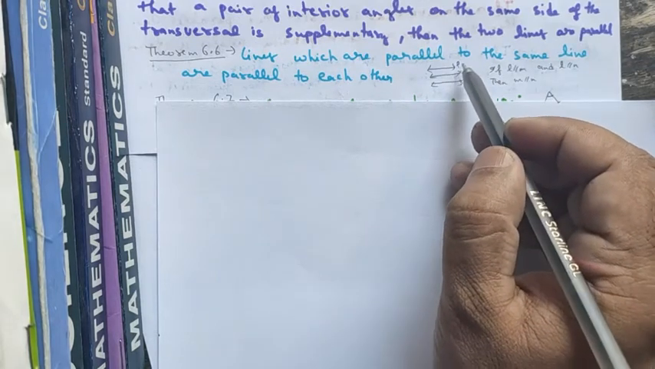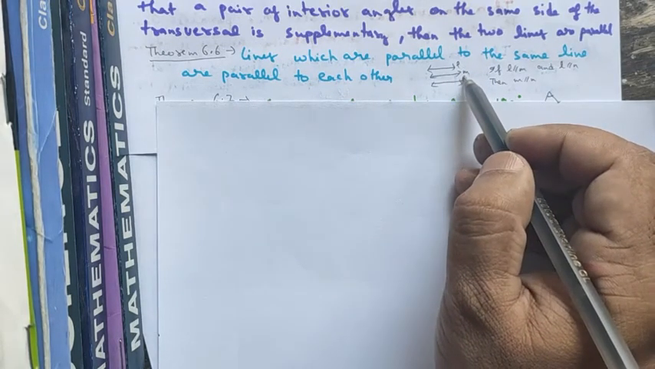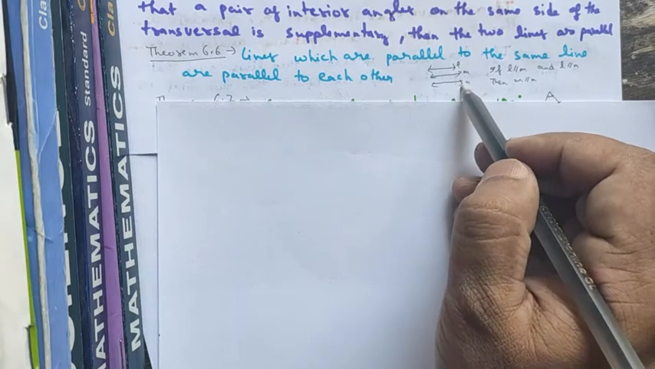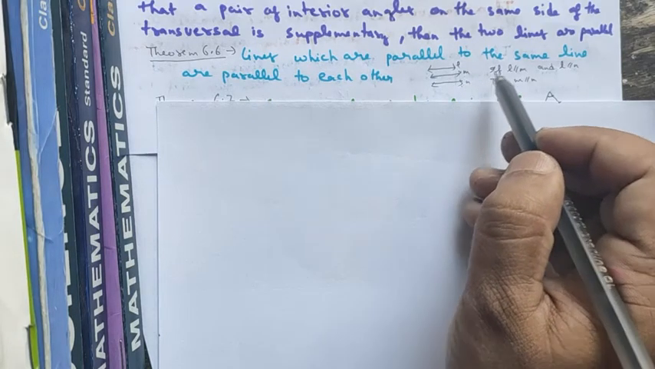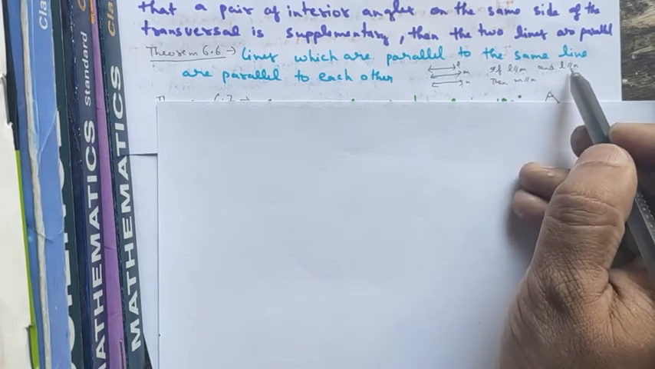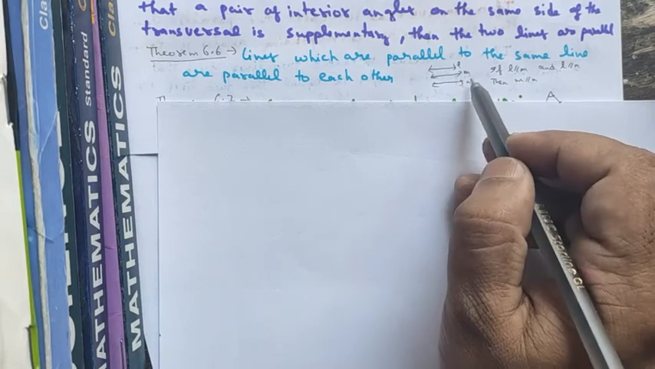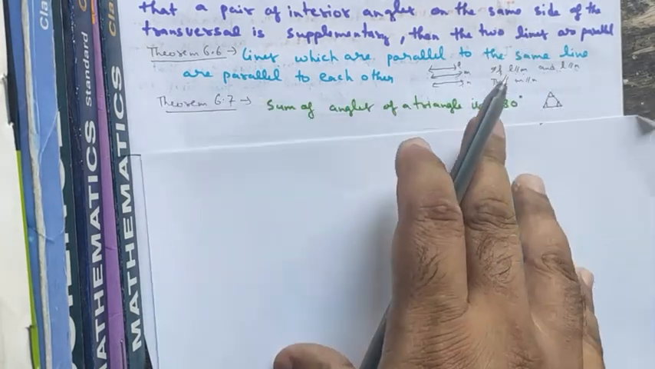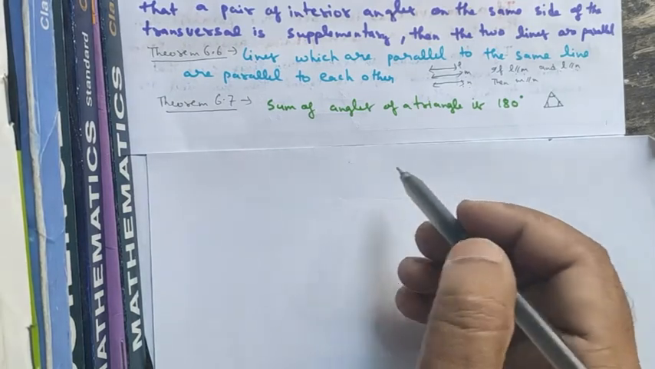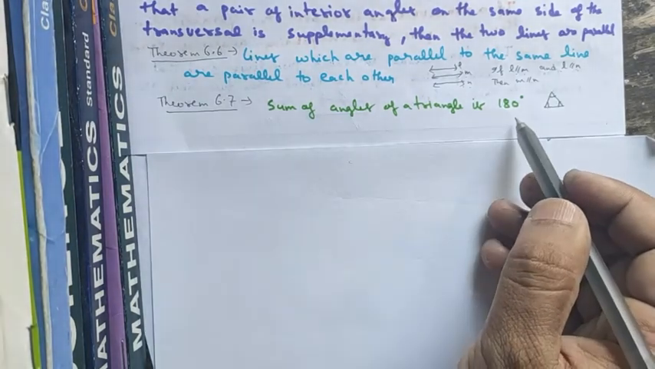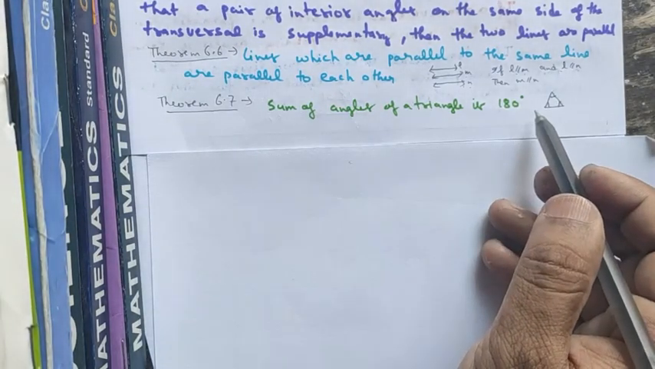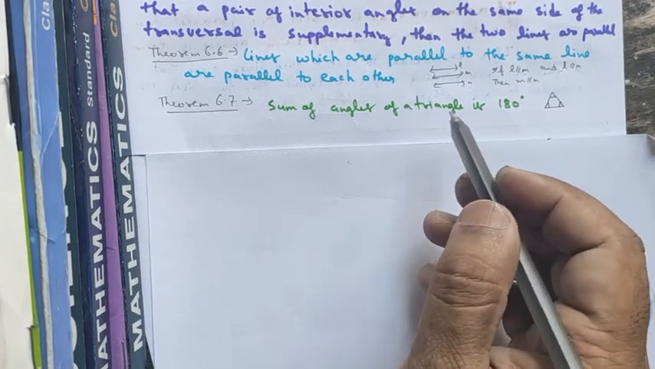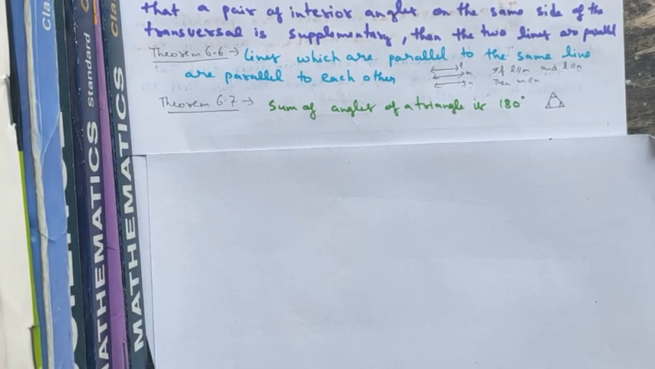For example, if line L is parallel to line M and line L is also parallel to line N, then M will also be parallel to N. Theorem 6.7: the sum of the angles of a triangle is 180 degrees. That is also called the angle sum property of a triangle. Okay, thank you.